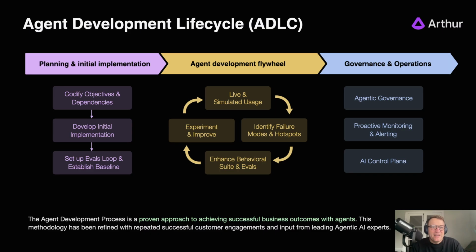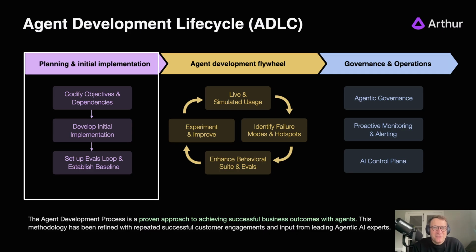So the first phase of the ADLC is planning and initial implementation. This is all about aligning with your stakeholders, making sure that you understand what exactly you're trying to accomplish with this system, and what sorts of KPIs you need to track your agent's performance with the key outcomes you're driving. Think of this as a lightweight version of a traditional requirements process. However, it can be a lot more informal and moves faster. And at the end of it, you have something that's far more useful.